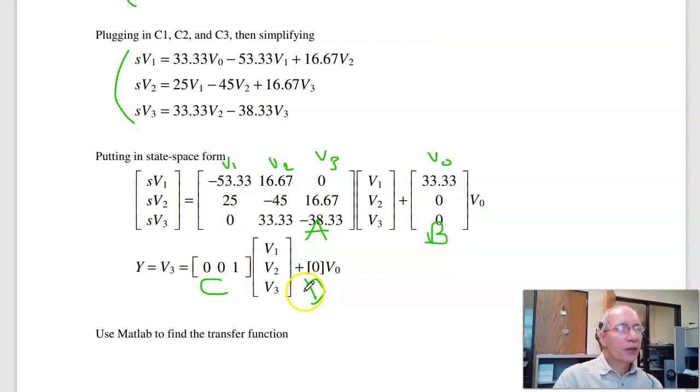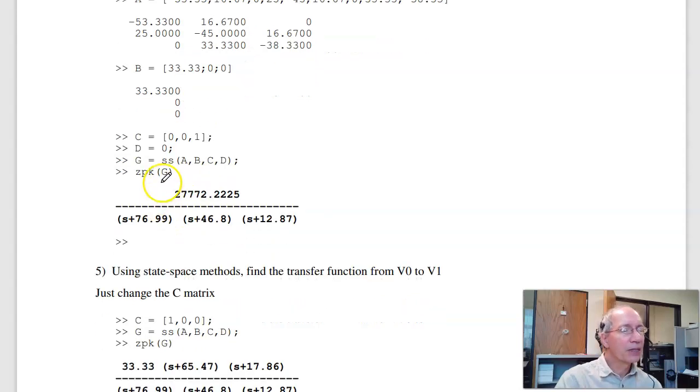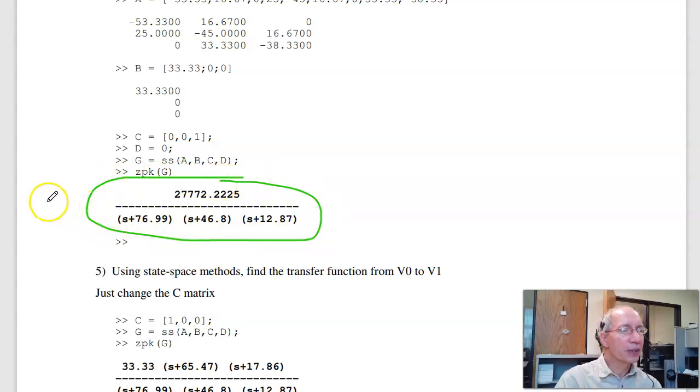Now to find the transfer function, I switch to MATLAB. In MATLAB, I input the A matrix, the B matrix, C and D, input the system in state space form, then find the transfer function. So there you are. That's the gain from V0 to V3.